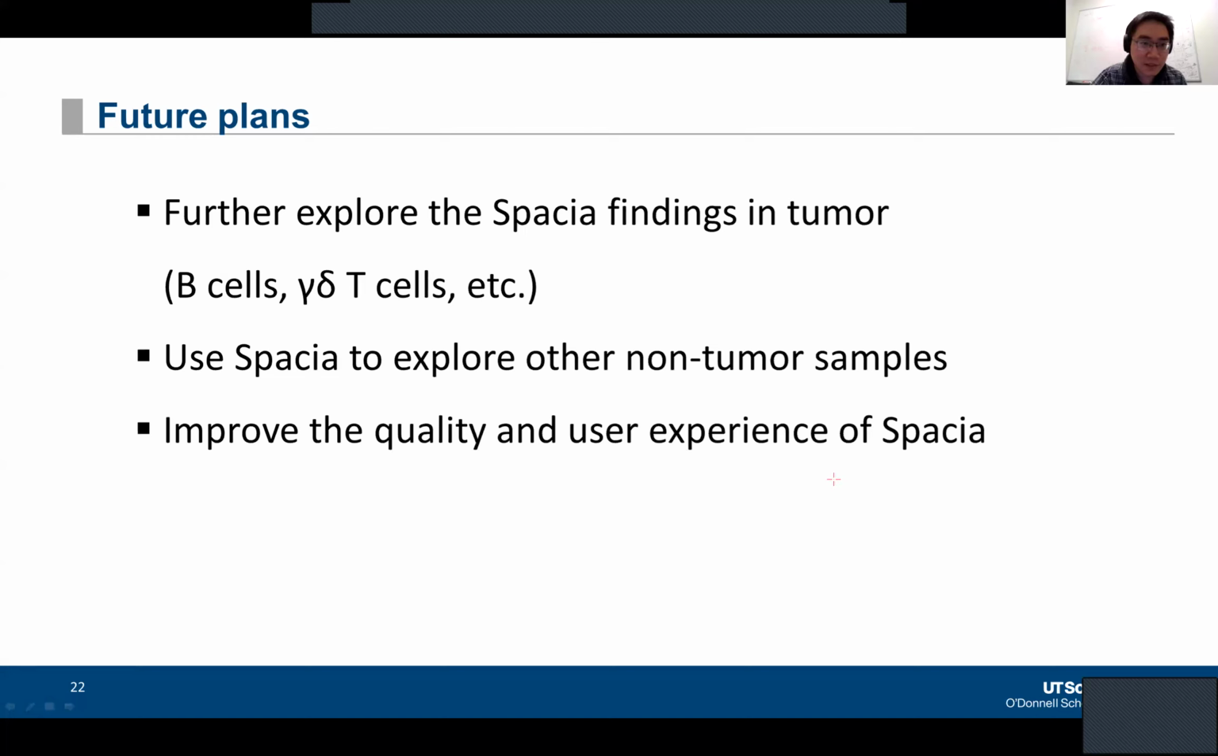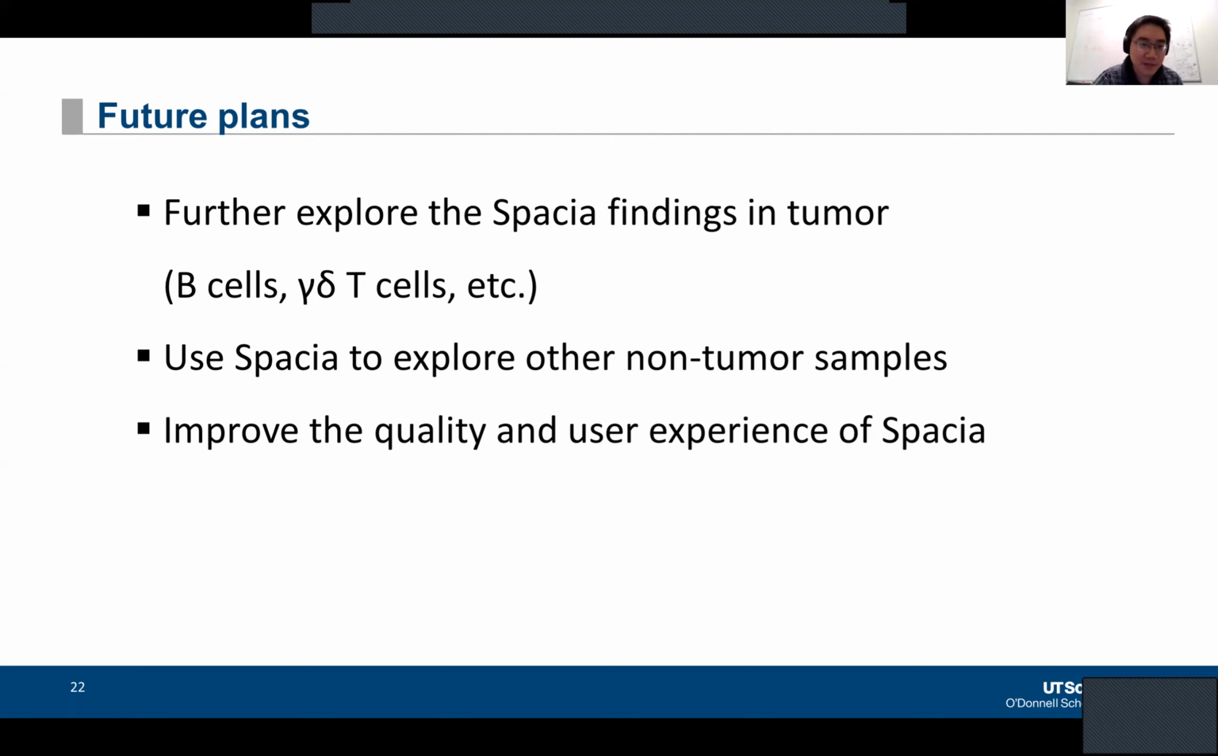So for our future plans, we want to explore those interesting novel findings a bit further. After talking with our collaborator, there's a lot of interest in specifically looking at the role of B cells in tumor. We know they're there, but it's hard to say what exactly they're doing. Based on our results, it seems to suggest that some of these are potentially playing a suppressive role. But it'd be more interesting to explore that further.